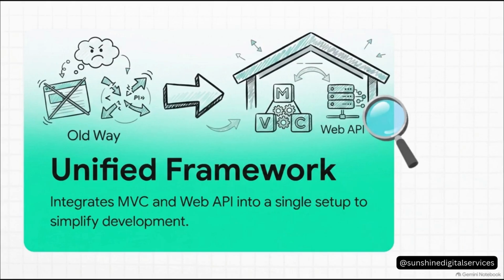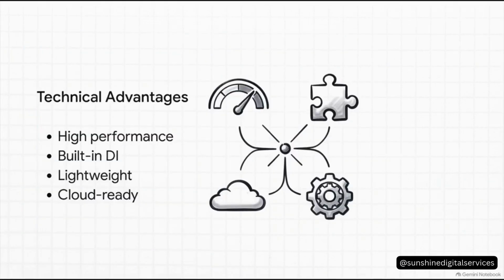ASP.NET Core brilliantly integrates the MVC, that's Model View Controller, and Web API frameworks into a single unified setup. For you as a developer, this means instead of writing entirely different routing and controller logic for your front-end web pages versus your back-end API endpoints, it's all managed under one single roof. You can create your web APIs and your web apps using the exact same underlying architecture. It's so much cleaner.